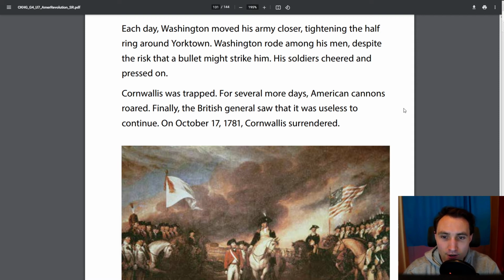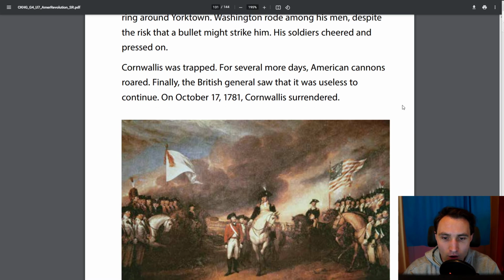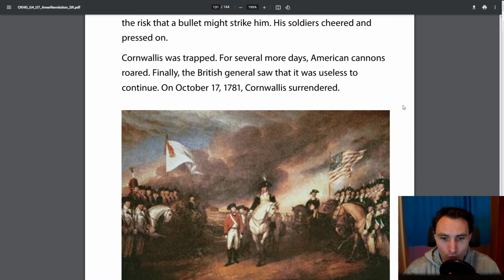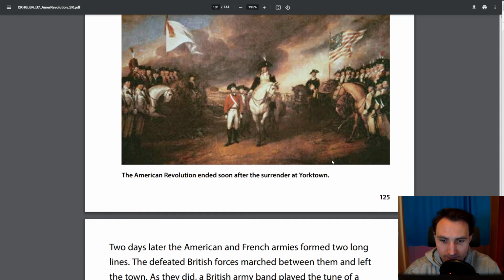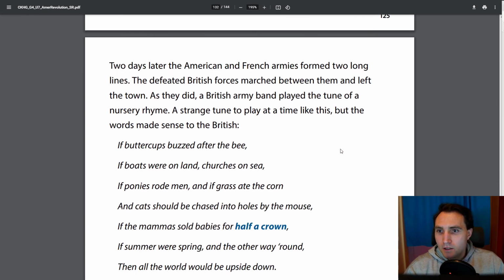On October 17th, 1781, Cornwallis surrendered. So the American Revolution ended soon after the surrender at Yorktown. Two days later, the American and the French armies formed two long lines. The defeated British forces marched between them and left the town.